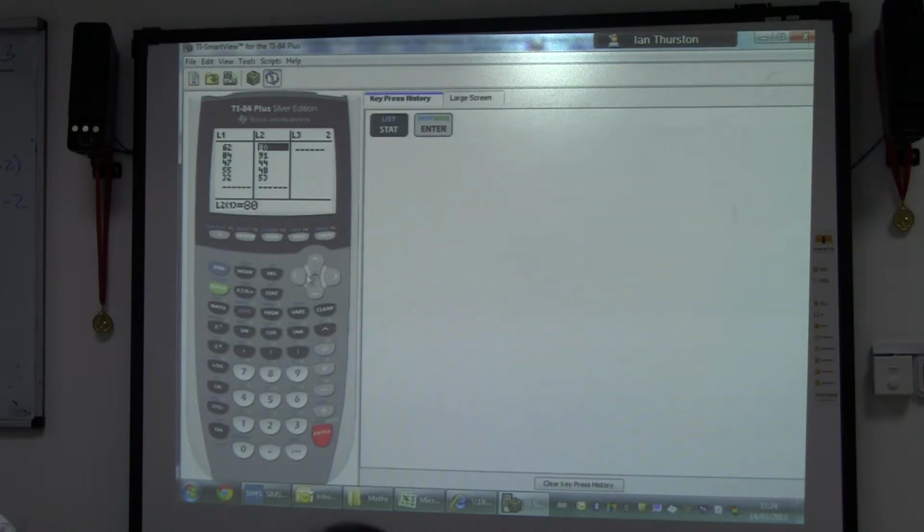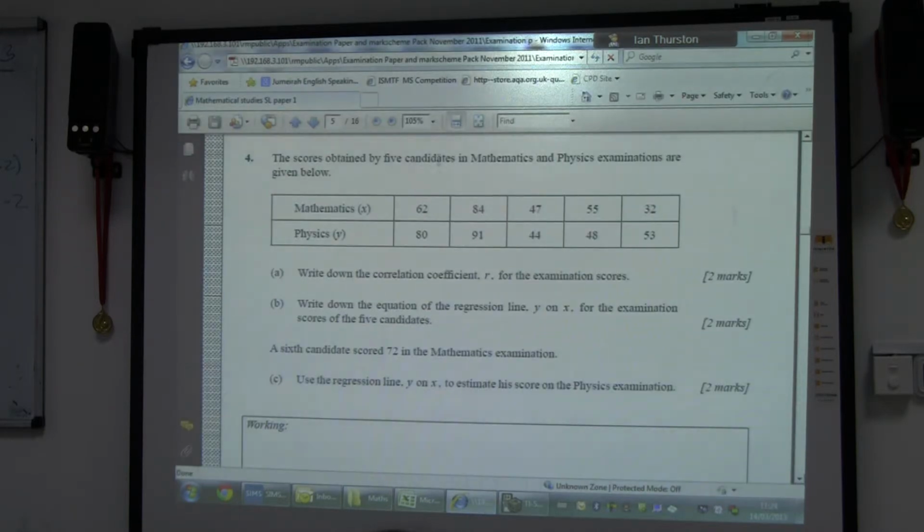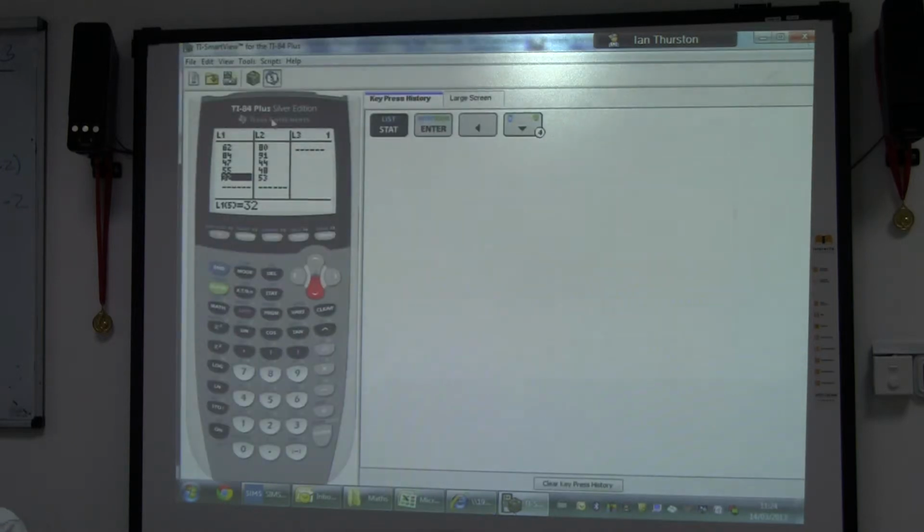Check, have I got the right amount of pieces of data? Two ways you can do this. First one, hover over the last one, it says L1 and then in brackets is 5. So there's 5 pieces of data in there. Does that check out? Yes, 5 candidates, 1, 2, 3, 4, 5 numbers. Okay, so it's all looking good.